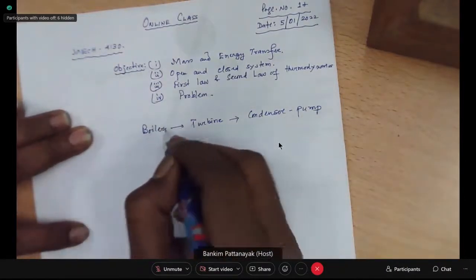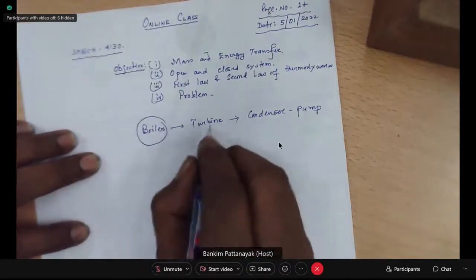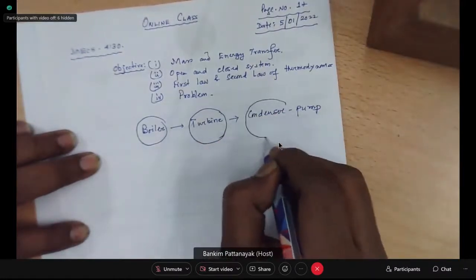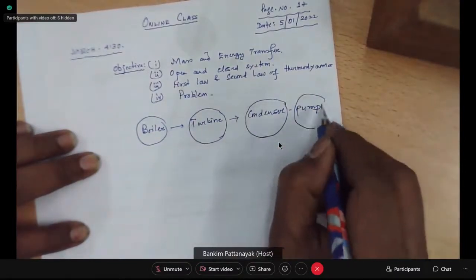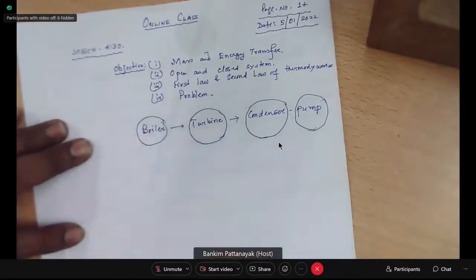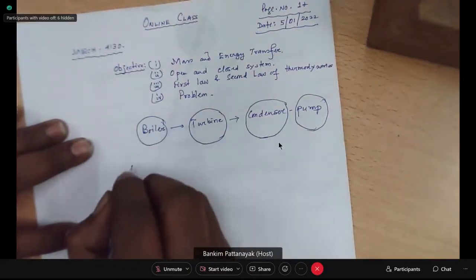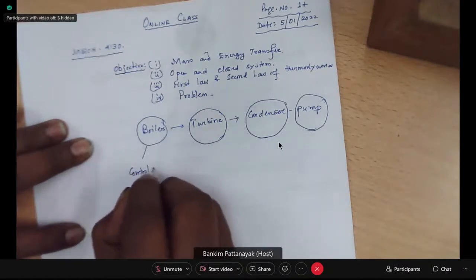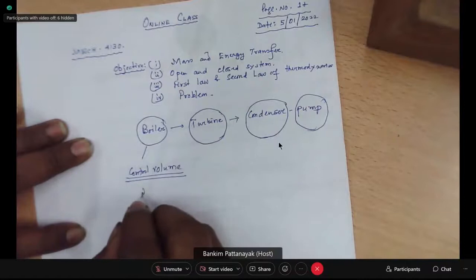Now, you can concentrate only on the boiler. You can concentrate only on the turbine. If you are a turbine designer, or if you are looking after the condenser, you can look after the condenser and this pump. That means you will have a system. In thermodynamic parlance, we call these a control volume. Control volume. Now, in some cases, control mass.